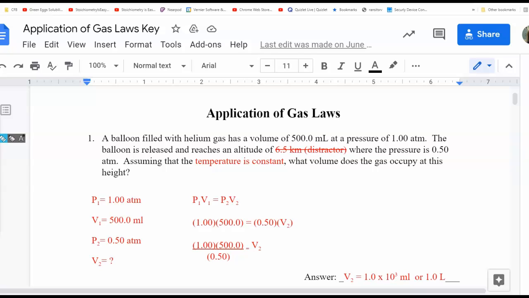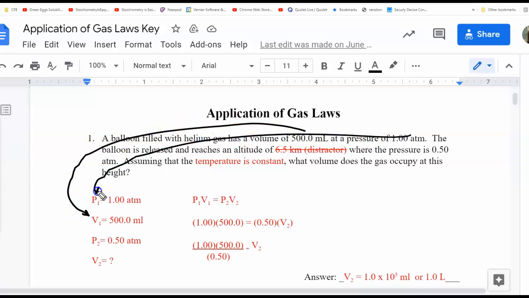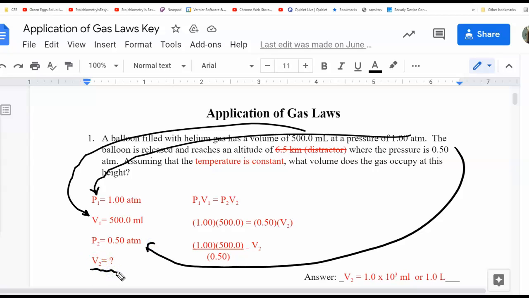So, for instance, in this first sentence of this one, we are given a volume and a pressure. And then we are told something about an altitude, and that's a distractor because we don't have any altitude in any of our calculations. But then we are told a second pressure, and we're asked for what is the resulting volume.